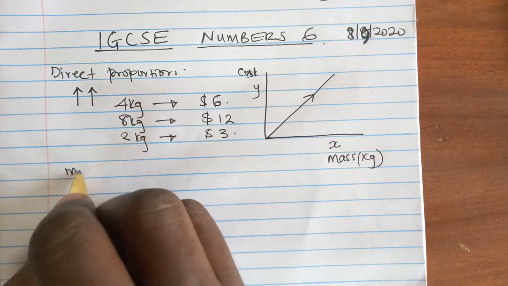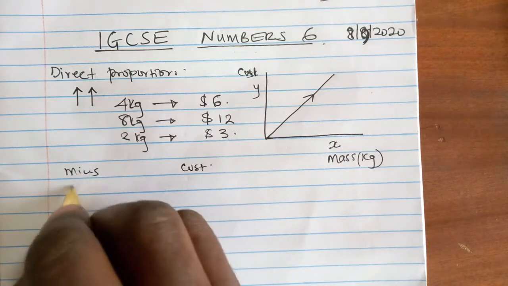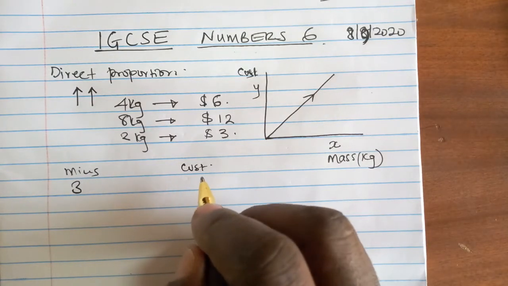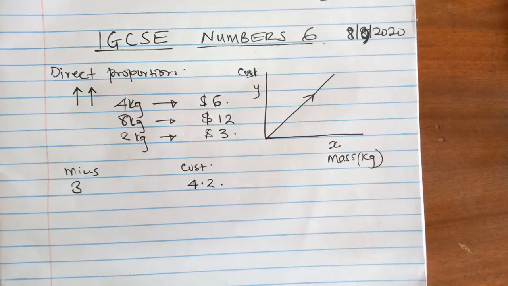We have minutes and we have cost. And we are talking about 3 minutes costing $4.2. So the question is, what is the cost of an 8-minute call?